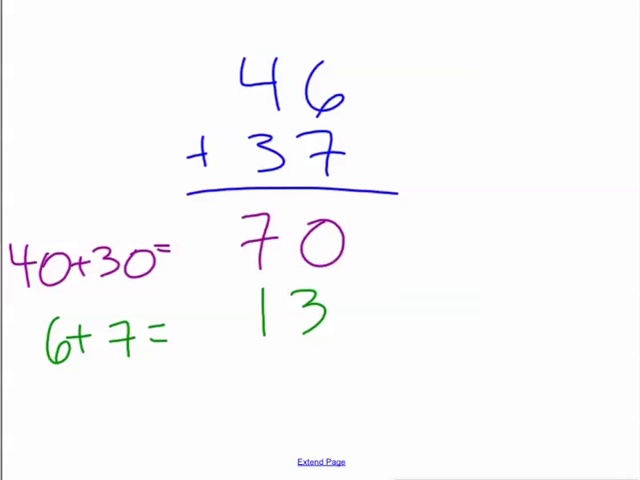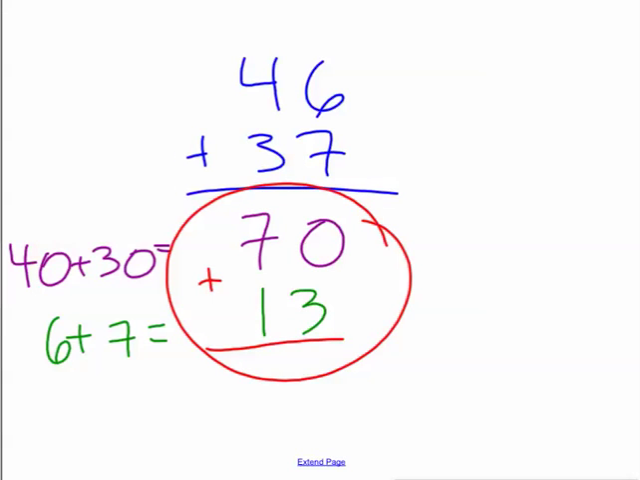As a final step, we're asked to add our partial sums. 70 plus 13 is simply 83. And that's our final solution.